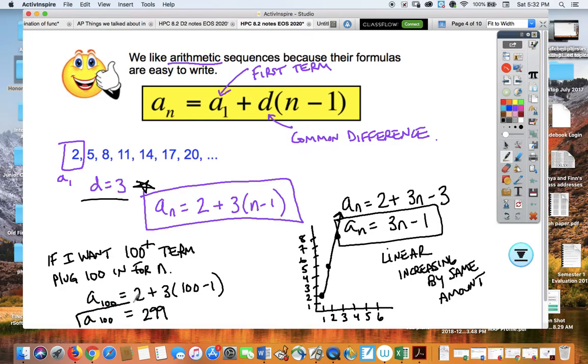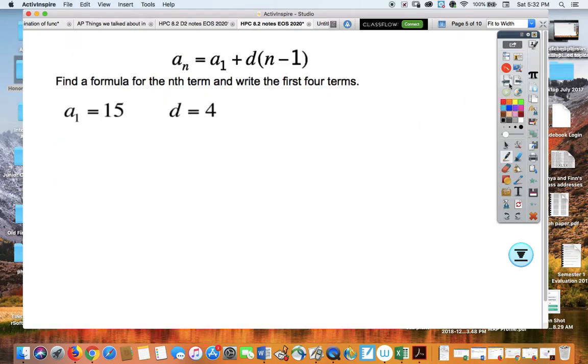So I can find any term I want super fast if I know my formula. That's why it's good to know. So arithmetic is nice because you got a nice formula. All right, so here's another one. We'll do this really, really fast. Find a formula for the nth term and write the first 4 terms.